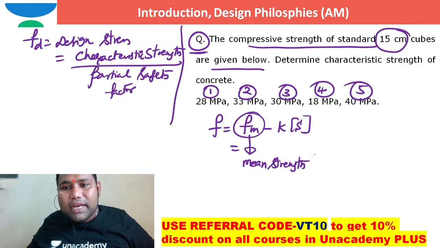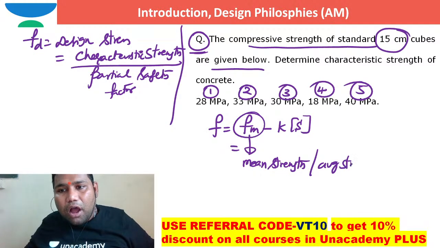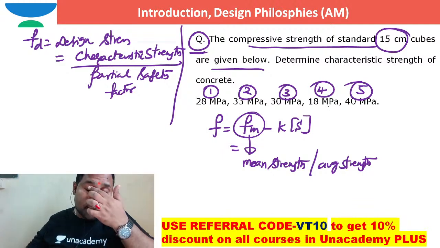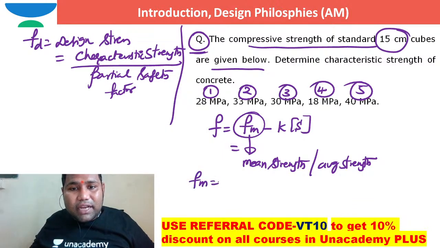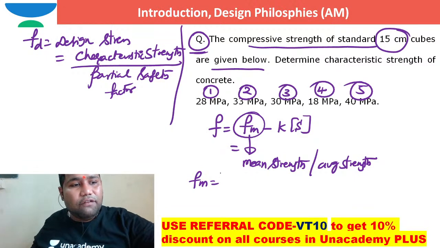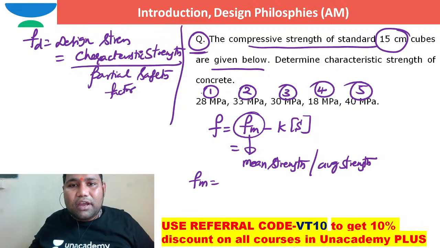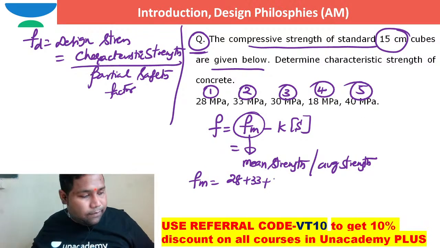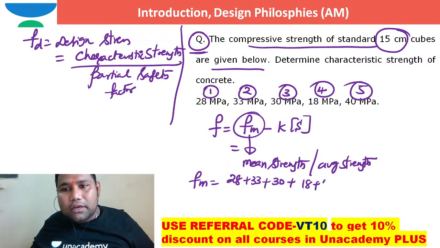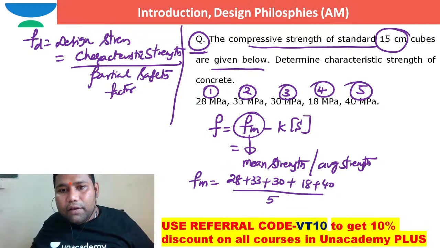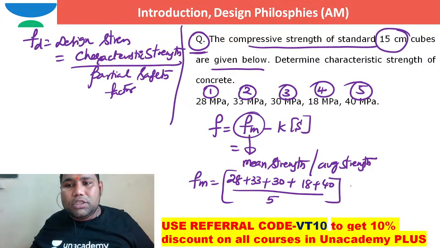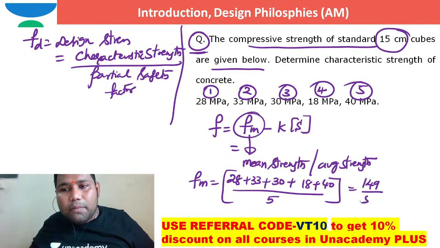How to work out the mean strength or average strength of these five samples? Yes, I can definitely work it out, which is first strength plus second strength plus third strength plus fourth strength plus fifth cube strength divided by 5, right? That is nothing but the average strength. So 28 plus 33 plus 30 plus 18 plus 40 divided by 5. This will yield 149 by 5, and it is 29.8 megapascal.